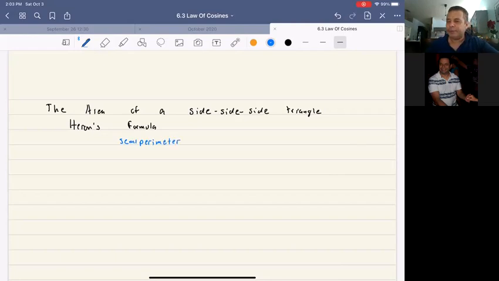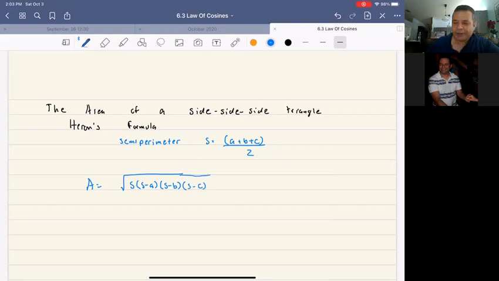Okay, the semi-perimeter is half of the perimeter. Semi, half, okay? So now our area is going to be the square root. We're going to have S, and then we're going to have S minus every one of the sides.